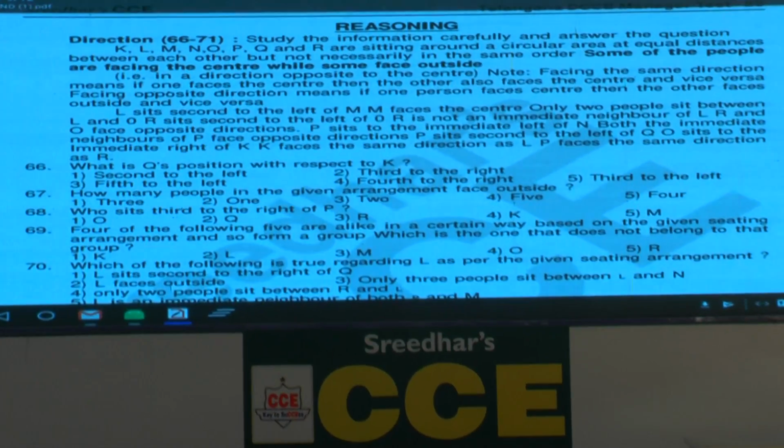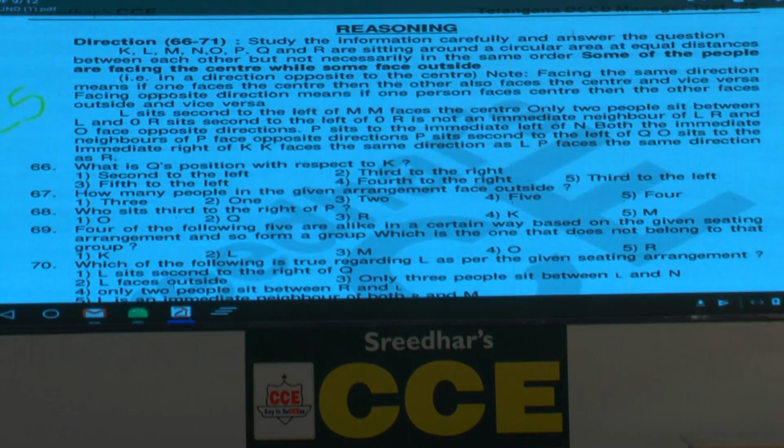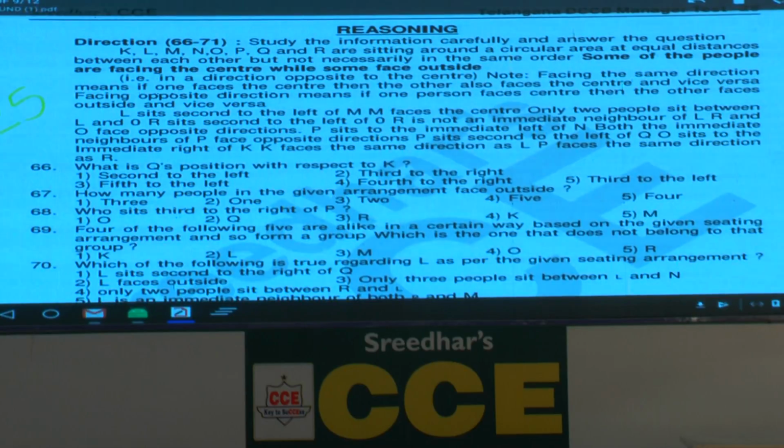Question number 66 onwards, paper number 25. Questions 66 to 71. Now tell me what is the information here. Now in this one, how many persons are there?